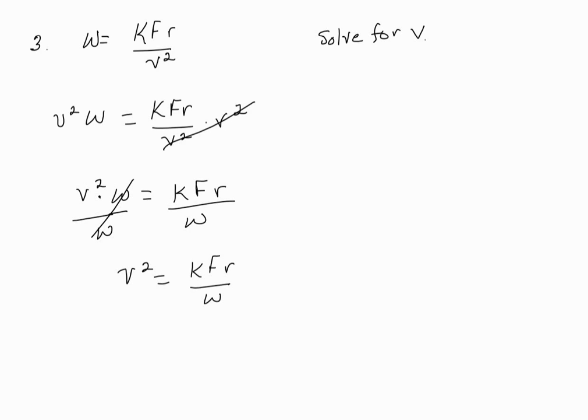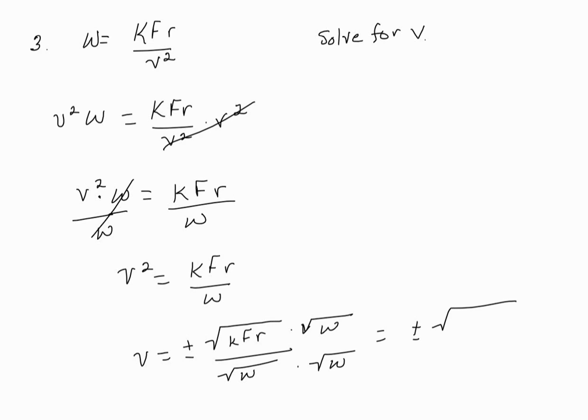And I'm going to take the square root of both sides. Now, when I do, I'm going to go ahead and save myself a step here. And I'm going to go ahead and write this as the square root of the numerator divided by the square root of the denominator, because I know I'm going to have to rationalize my denominator. So multiply numerator and denominator by square root of w. So I have positive and negative, the square root of k, f, r, w. All of that is divided by w.